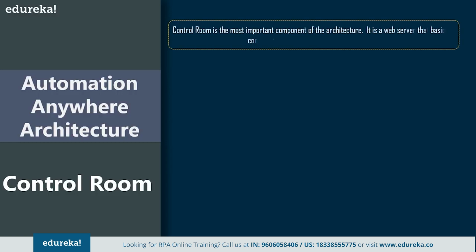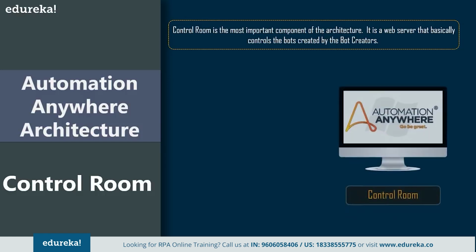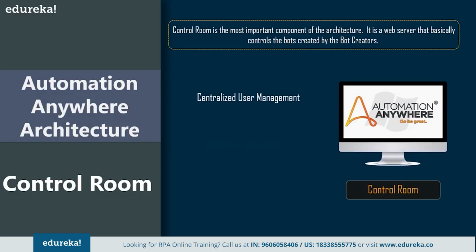Control room is basically, as I said, the most important component of the architecture. It's a web server that basically provides the bots created by the bot creators. Now, as Automation Anywhere focuses on centralized management, the control room offers features such as centralized user management, automation deployment, source control, and also provides a dashboard. So don't worry, I'll show you what I'm talking about. We're going to install Automation Anywhere and then start working on it. I'll show you how that works.